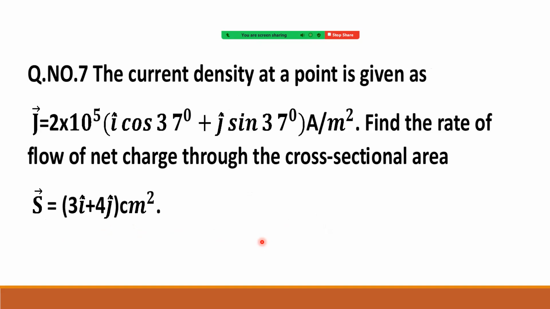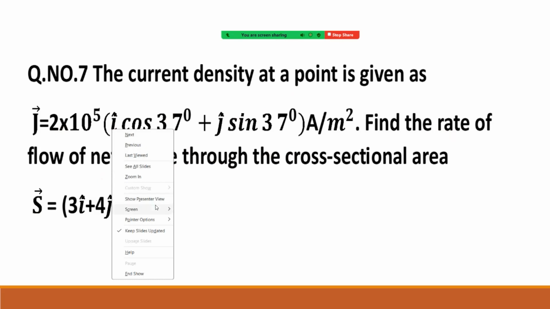So like this directly we can solve these problems. See next one. The current density at a point is given as J bar equal to 2 10 power 5 into I cap cos 37 plus J cap sin 37 ampere per meter square. Find the rate of flow of net charge through the cross section area S bar equal to 3 I cap plus 4 J cap centimeter square. This is centimeter square, meaning 10 power minus 4 meter square, which is very small, so just like a point. J bar is given at a point, and we focus on this area. The rate of flow of net charge is nothing but current.